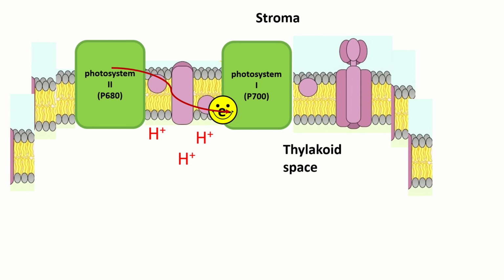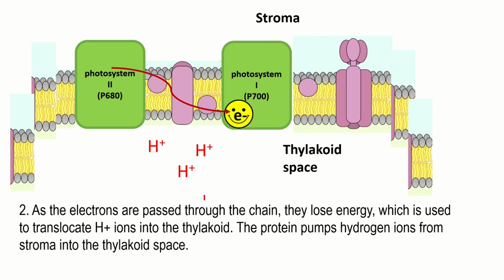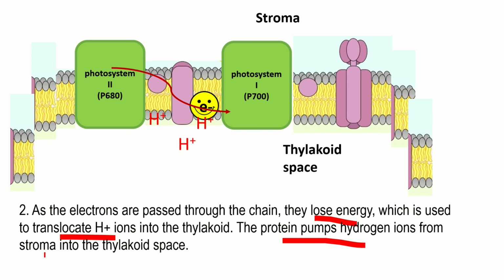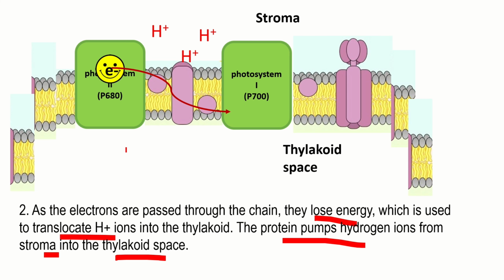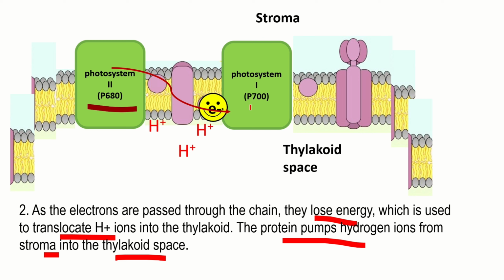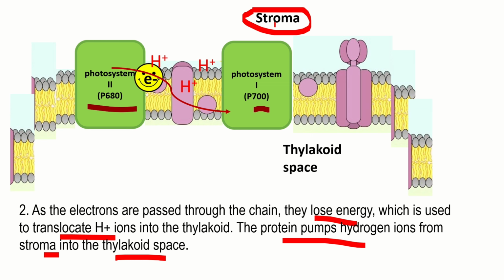Step 2. As the electrons are passed through the chain, they lose energy, which is used to translocate hydrogen ions into the thylakoid. The protein pumps hydrogen ions from stroma into the thylakoid space. So if we can see here, again, the electrons become excited because the photosystem 2 absorbs light energy, and when the electrons become excited, they will transfer from photosystem 2 to photosystem 1. However, as they pass through the chain, they lose energy because the energy is being used to transfer hydrogen ions from the stroma, which is the liquid portion of the chloroplast, inside the thylakoid space.